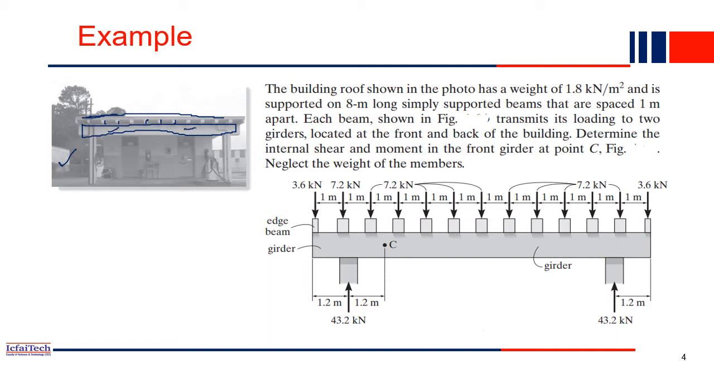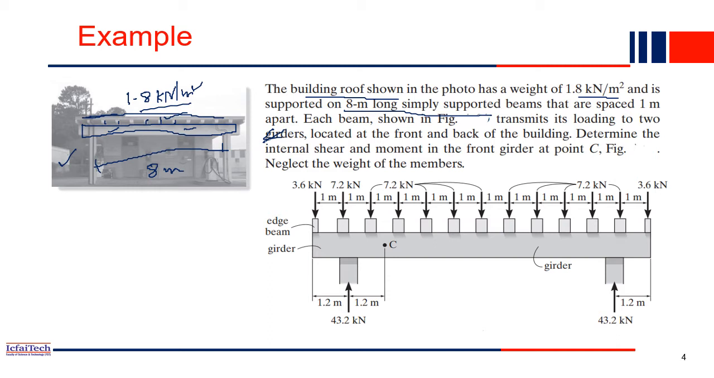So what is the question? The building roof, as shown in the figure, has a weight of 1.8 kilonewton per meter square. Whatever load is coming from this slab is the UDL, and that is given in the question. It is supported on an 8-meter long simply supported beam. You can see this entire span length, 8 meter, is given to you.